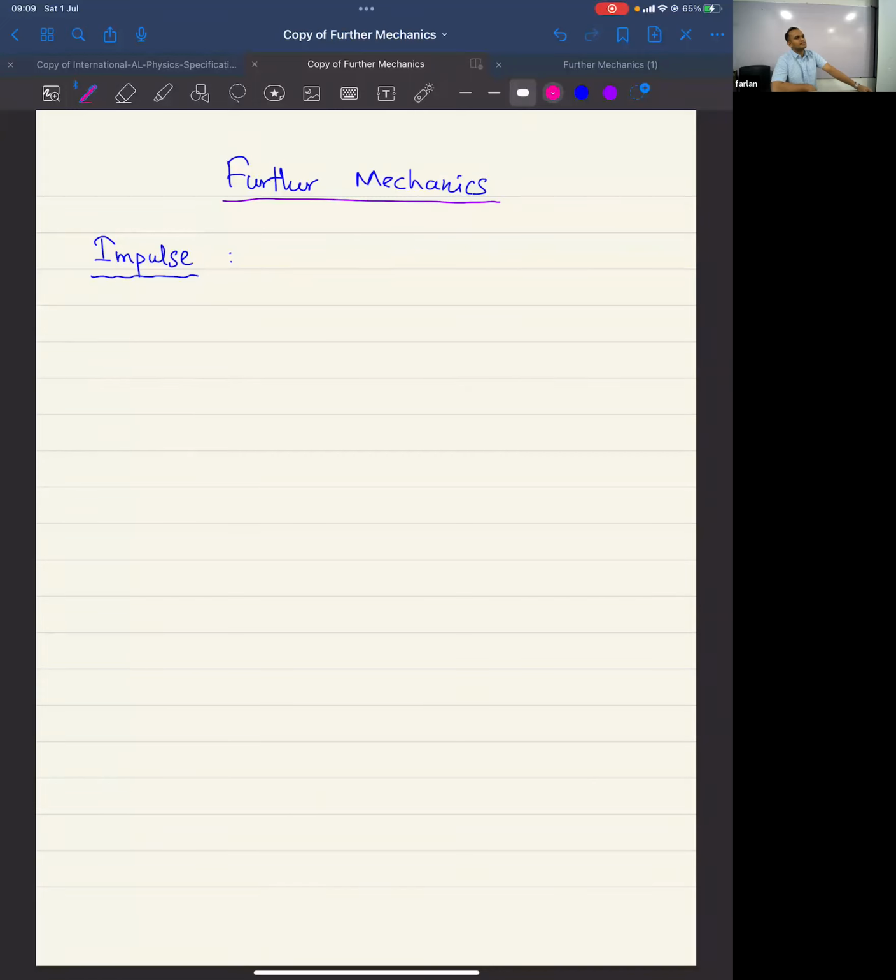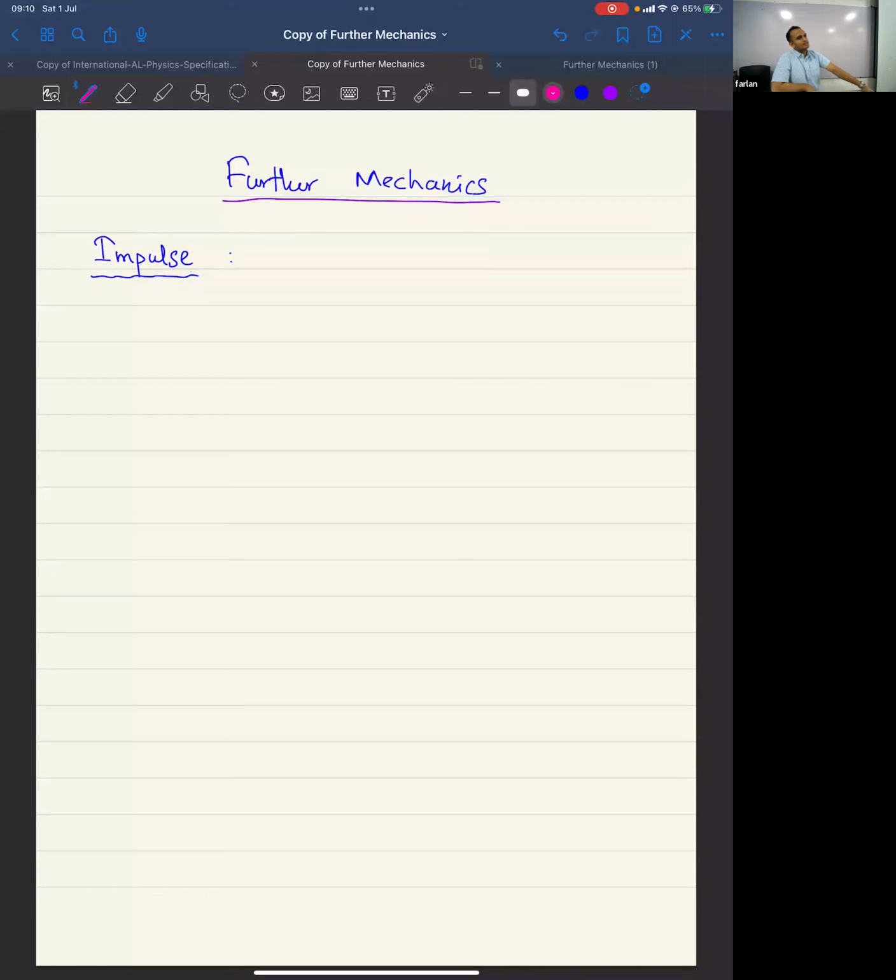What is an impulse? Definitely you have heard the term impulse. But what is an impulse? What is a force? What is a force? A push or a pull, very simply. If someone asks you what is a force, a push or a pull is a force.